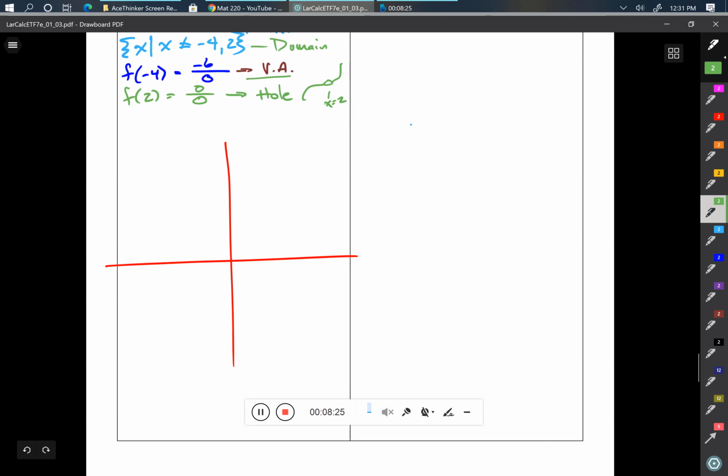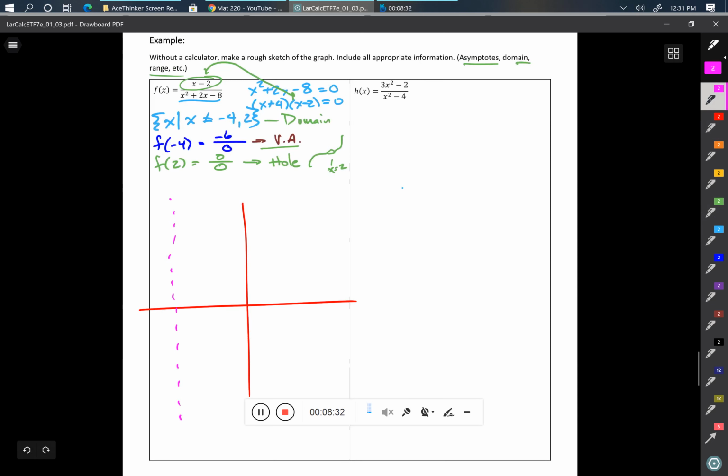Let's see. There's a vertical asymptote where? Oh yeah, at negative 4. Let's see. In the original function, the denominator has a higher power than the numerator. That means that I'm going to have a horizontal asymptote at 0. And I have a hole in the graph when x is 2. So there's a horizontal asymptote at 0. There's a vertical asymptote over here at negative 4. There's a hole in the graph when x is 2.